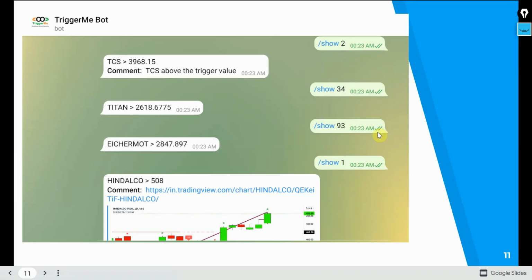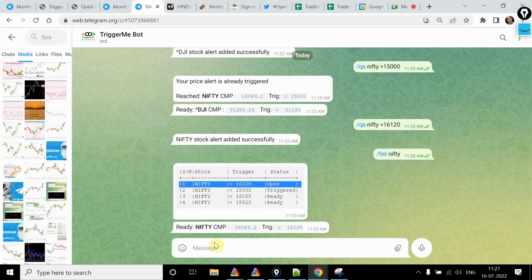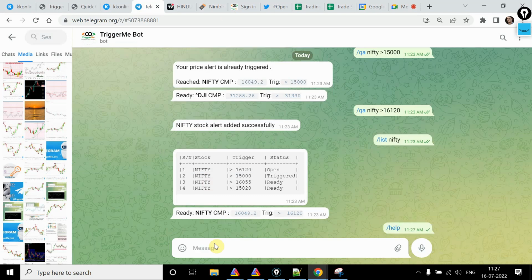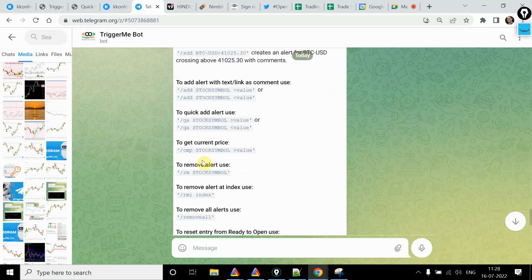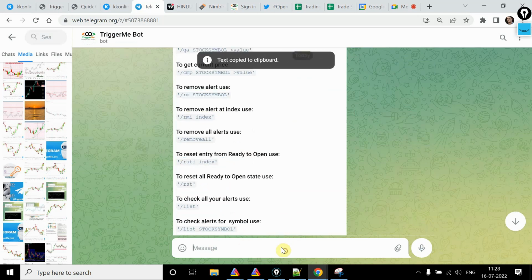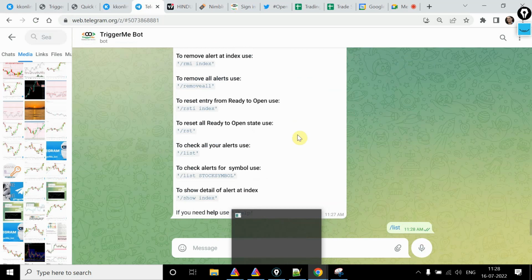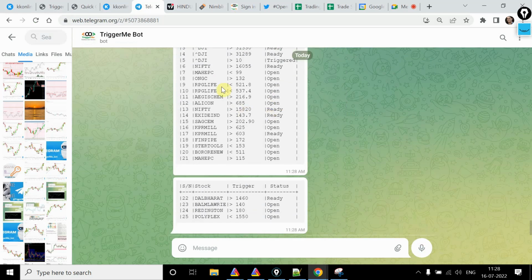If you want to see a specific number, you could just go over here. It's easier, you do a list over here, or maybe if I do a help over here, I will see the information. And I want to check a particular price of a stock, or I want to remove it, so I can just remove it. So if I do a list over here now, I can see what all stocks are there and I can reset the levels for them.